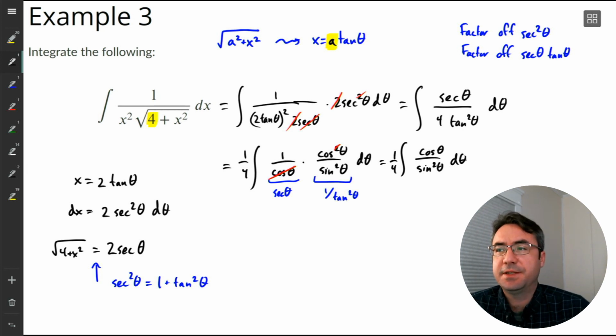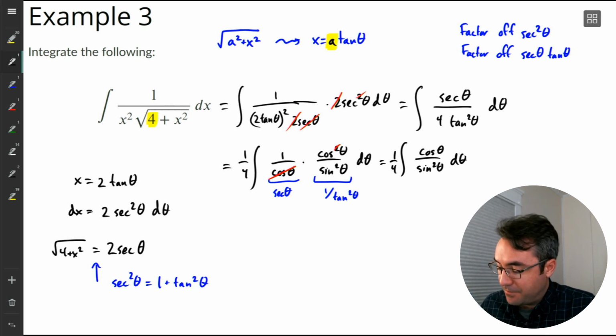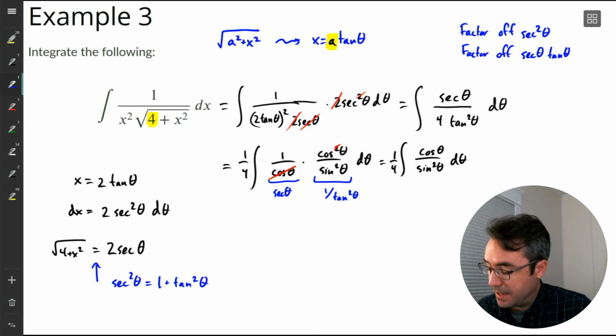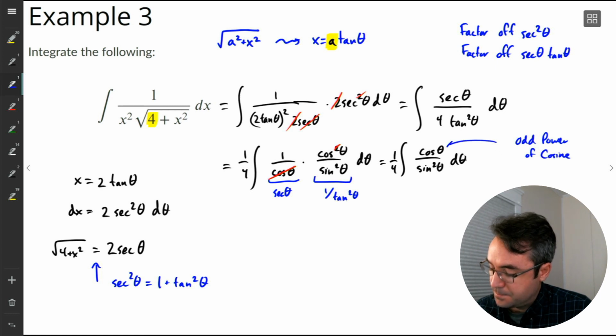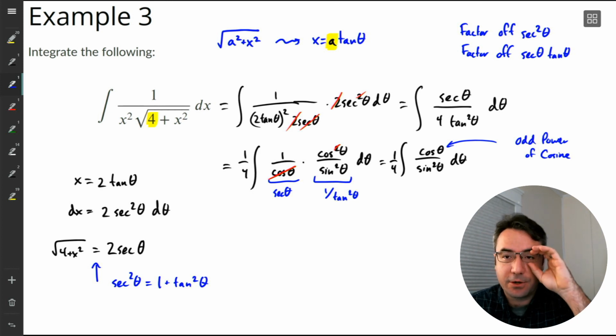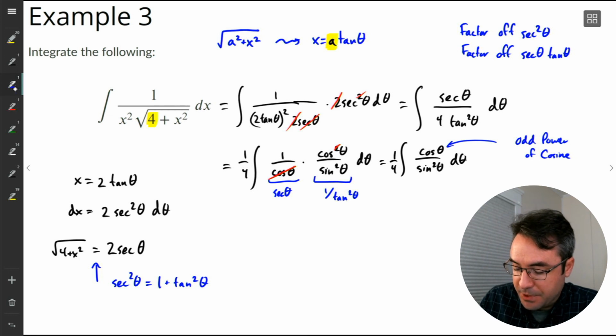And now when we look at this, we've converted it into a trig integral where we have powers of sine and cosine. And for powers of sine and cosine, we're looking for either an odd power of cosine or an odd power of sine. And we see an odd power of cosine here. So that's going to be good. We can use one of our usual trig integral strategies.